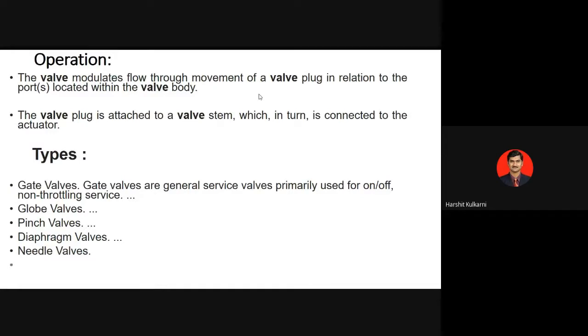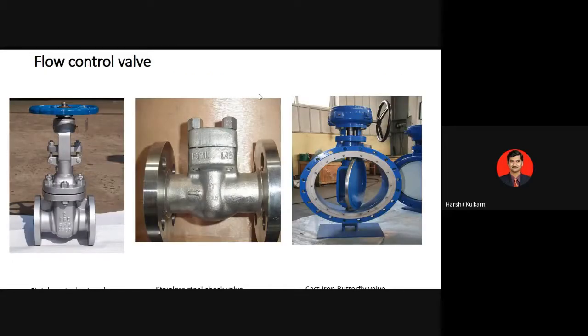Okay, they generally are used for on-off or non-throttling services. Then we have the globe valves. Globe valves are universally used and widely used valves. Then we have pinch valves, diaphragm valves, needle valves. But out of these types, we are going to study the gate valve, the globe valve and the needle valve. So just see these three diagrams.